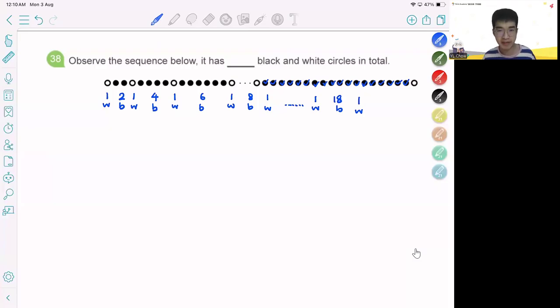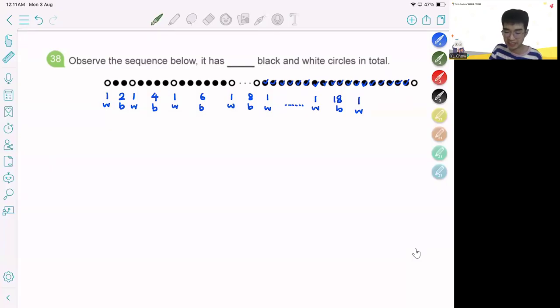Now, perhaps the easier pattern to observe is that I always have one white, one white, one white, one white, so on and so forth, right? And at the end, I still have one white. So every time a white circle appears, it appears as one. But how many one white circles are there? That is the key question to ask, and it actually depends on your black circles.